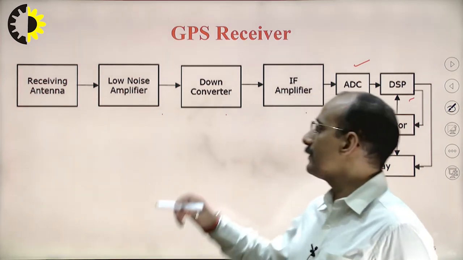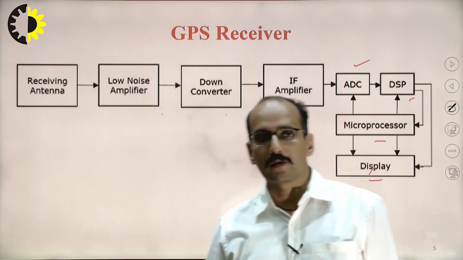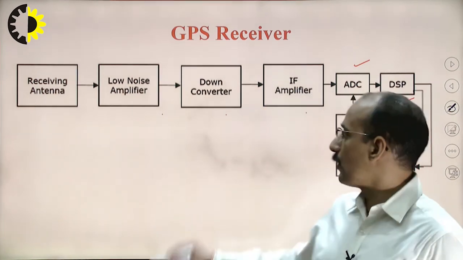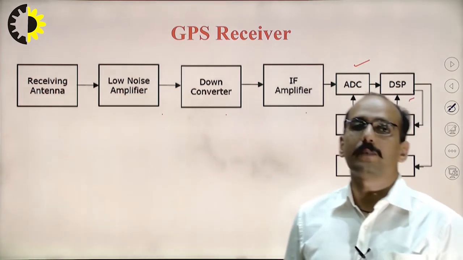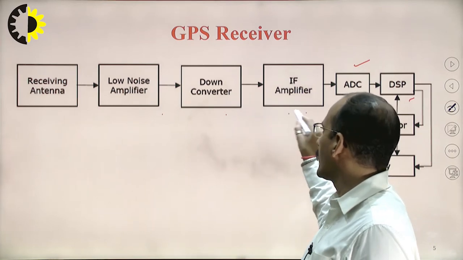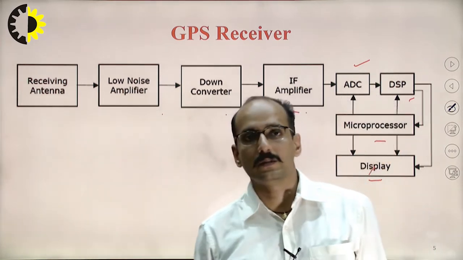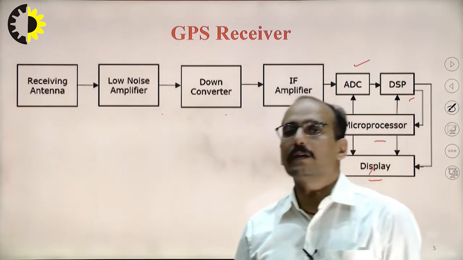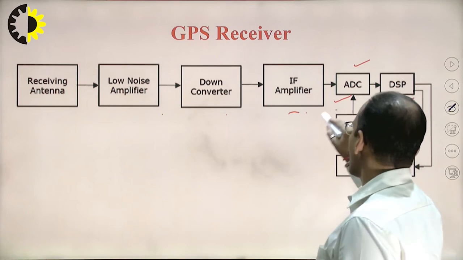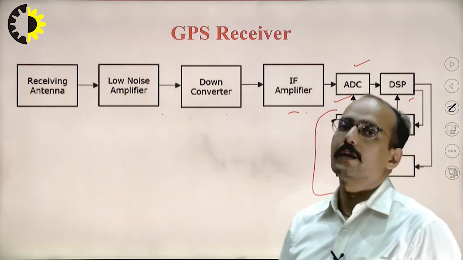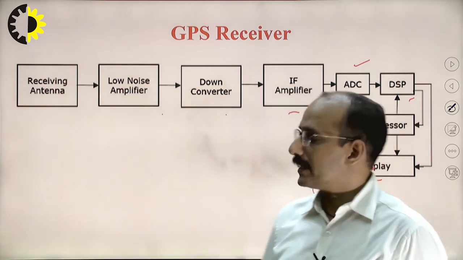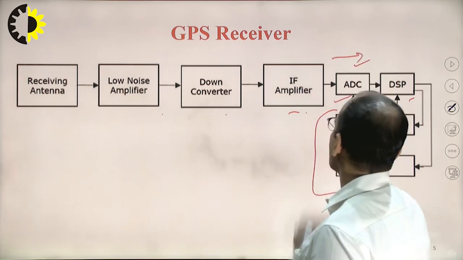Then that receiving antenna gives the data to a low noise amplifier, where noise is minimized and the signal is amplified. Then a down converter, meaning a combination of LPA and HPA. Then they generate an intermediate frequency on which this GPS receiver works, and that intermediate frequency goes to the analog to digital converter, because the remaining processing, where display and other processing is done, is in digital form. That's why this analog information is converted into digital.